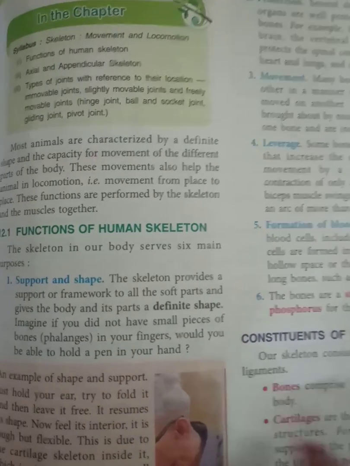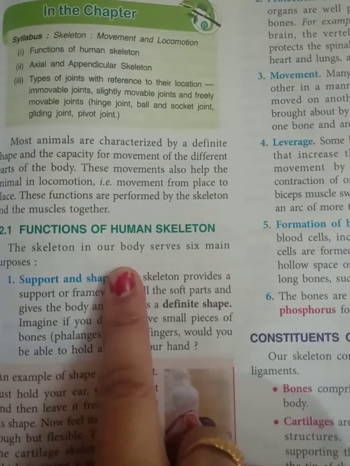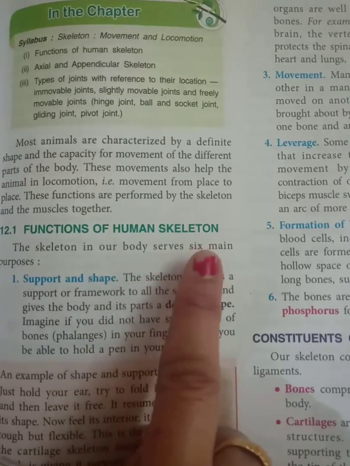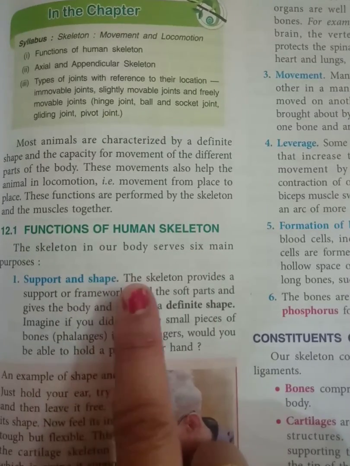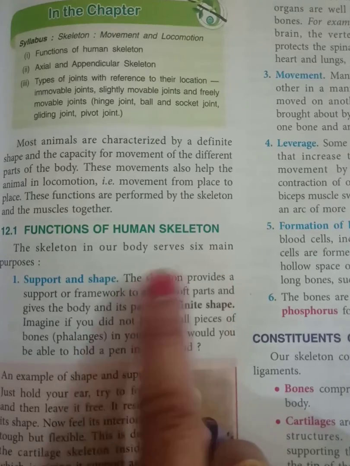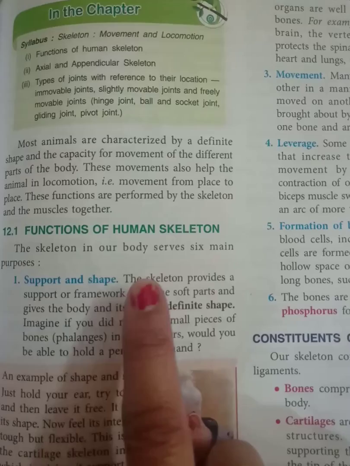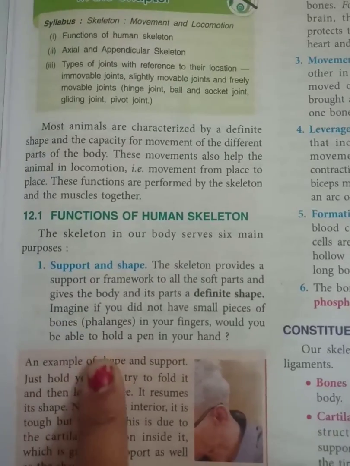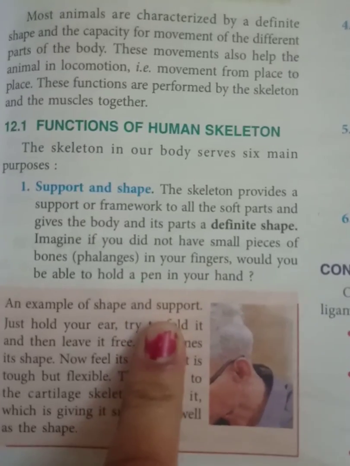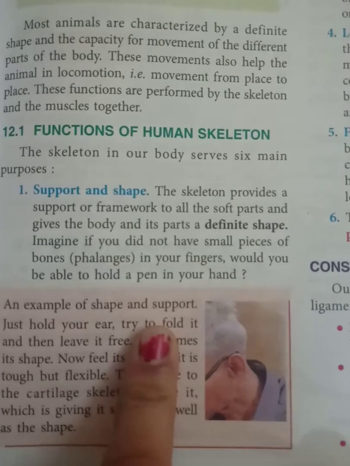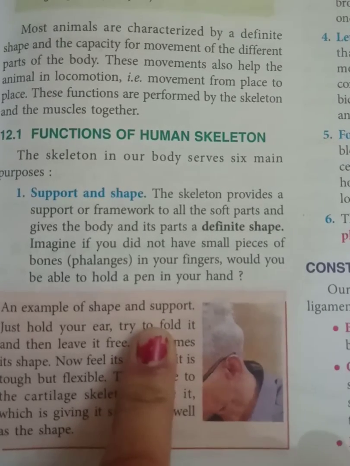Most animals are characterized by definite shape and the capacity for movement of different parts of the body, and these movements also help the animal in locomotion. Movement from one place to another place is called locomotion. These functions are performed by skeleton and the muscles together. What are the functions of human skeleton? Six main functions or purposes the skeleton in our body serves.